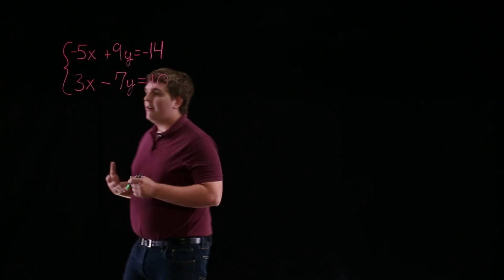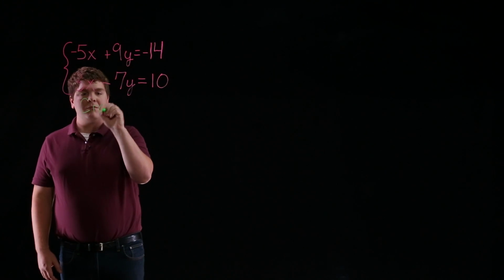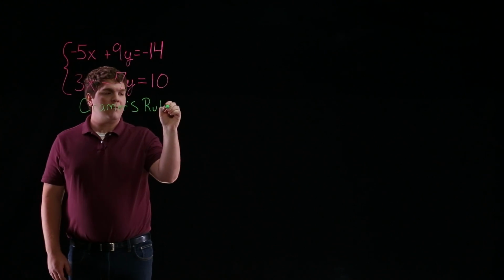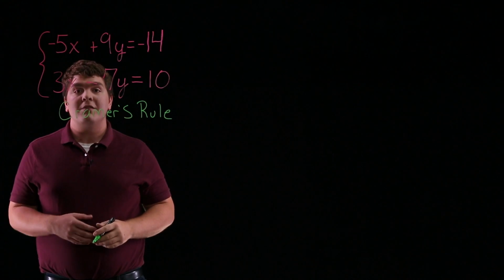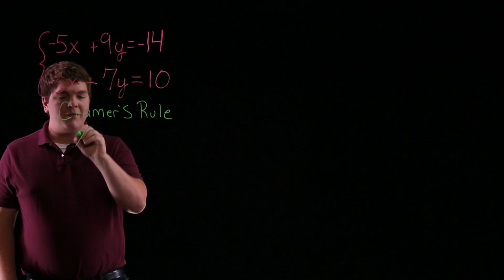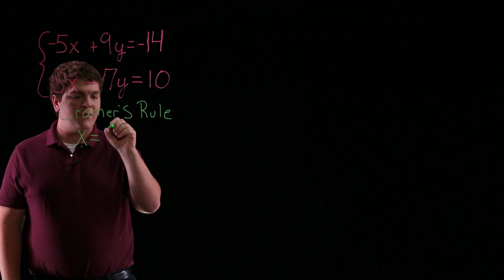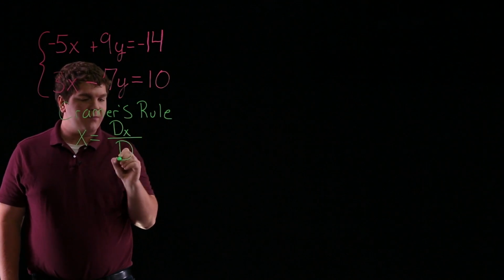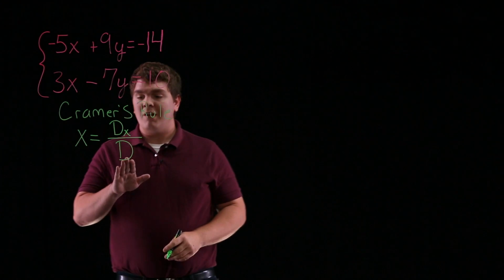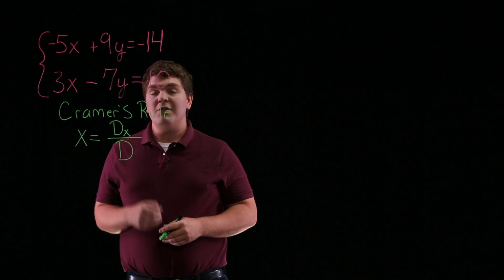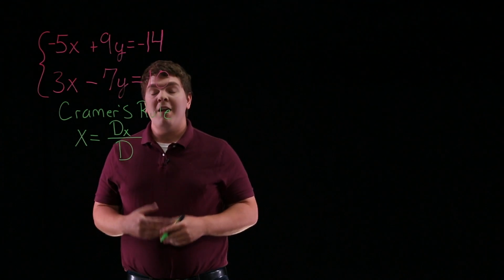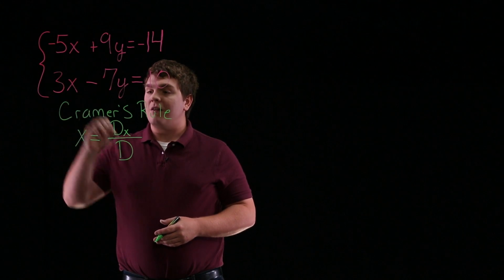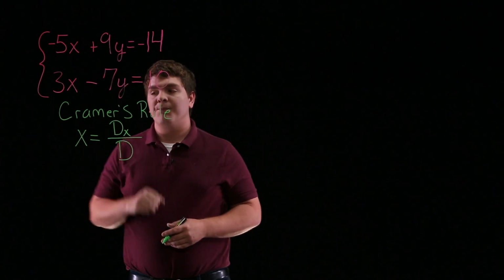So let's begin by noting that Cramer's rule tells us that the solution to this system of equations will be given by x is equal to d sub x divided by d, where d is the determinant of the coefficient matrix, and d sub x is the determinant of the matrix we get from replacing the coefficients of x with our constant matrix.